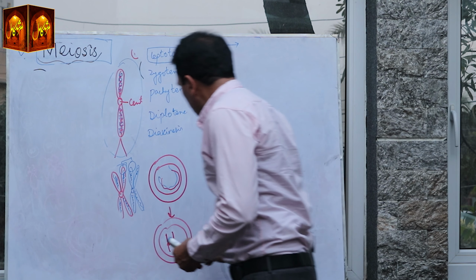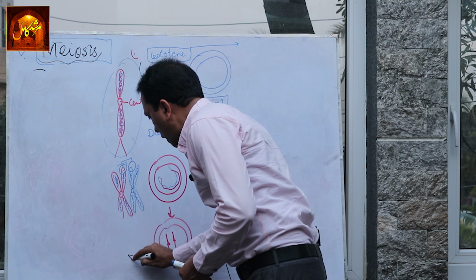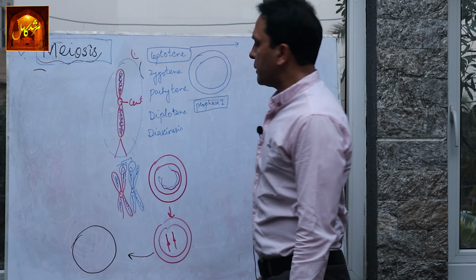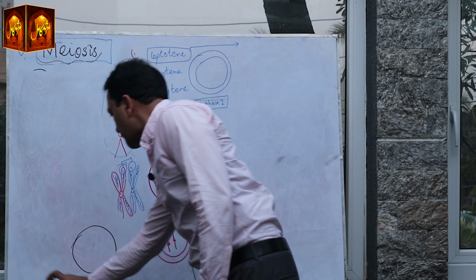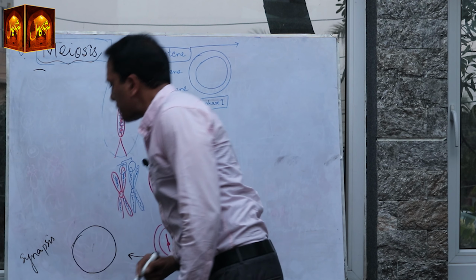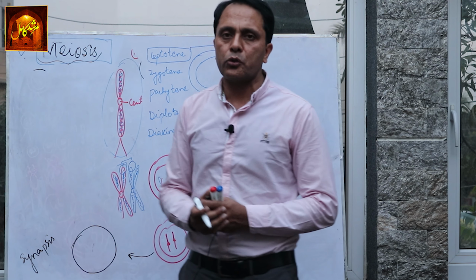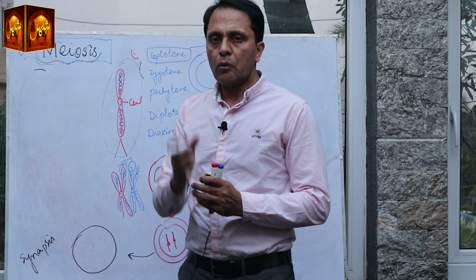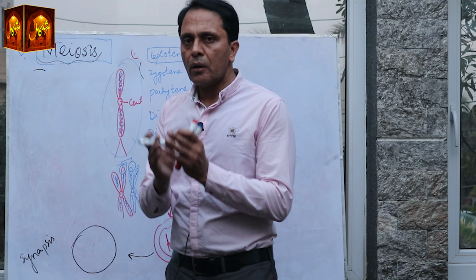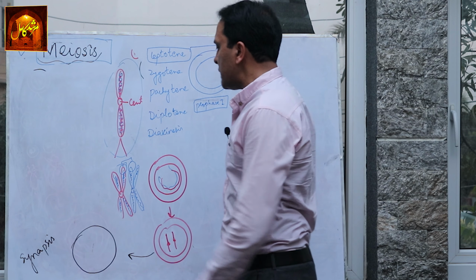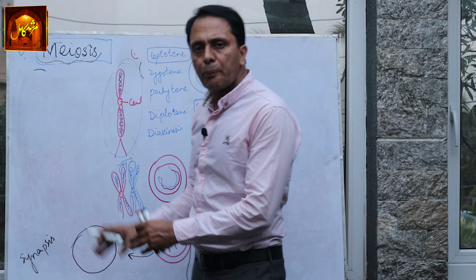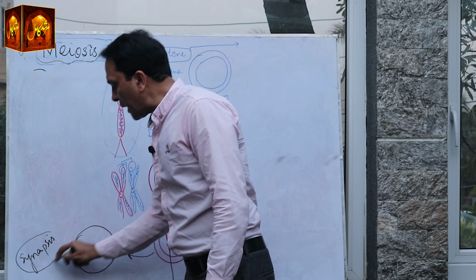When we talk about the process of pairing of homologous chromosomes, this process is called synapsis. Synapsis is the pairing of chromosomes, one from the maternal and one from the paternal side. In this way all the 23 sets will be arranged. This lining up of chromosomes is called synapsis.